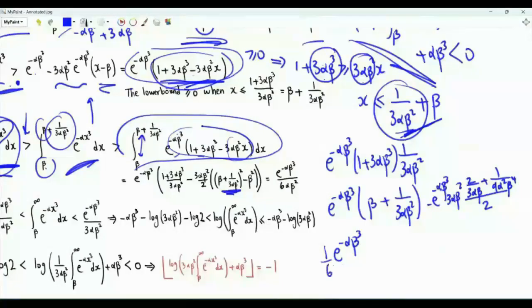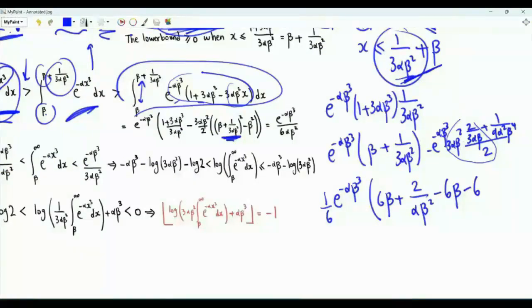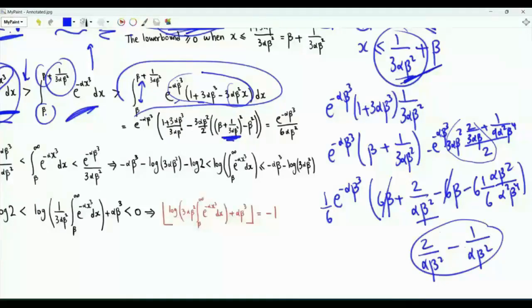We have the exponential. Take 1 over 6 as a common factor. We have 6 beta plus 2 over alpha beta squared minus 6. From here, we get beta minus 6. We have 3 over 9, that's 1/3 over 2, so 1 over 6. Alpha beta squared over alpha squared beta to the power 4. This goes away with that. We have 2 over alpha beta squared minus 1 over alpha beta squared. So this is 1 over alpha beta squared. The lower bound on the integral is e to the minus alpha beta cubed over 6 alpha beta squared.